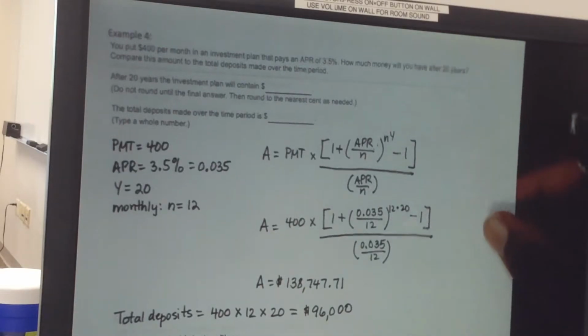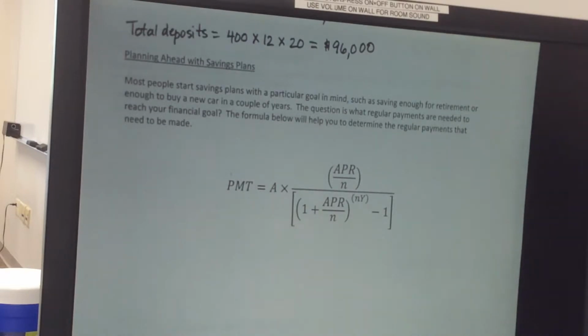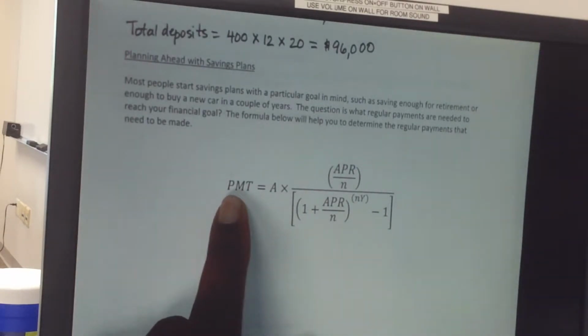Okay, now we're going to plan ahead with a savings plan. Most people start savings plans with a particular goal in mind, such as saving enough for retirement or enough to buy a new car in a couple of years. The question is, what are the regular payments needed in order to reach that financial goal? This will be the formula that will help you with that. And in this case, you want to find out the payment that you're going to need to make.